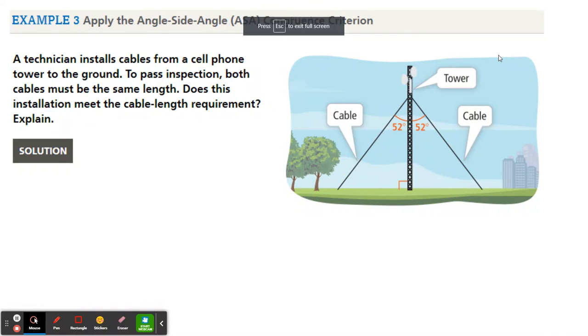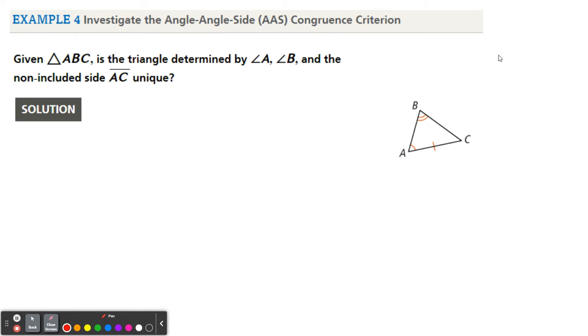Okay, geometry, let's continue our talk on lesson 4.4. We're going to focus on angle side now. So let's go to the next slide here. It says, given triangle ABC, is the triangle determined by angle A, angle B, and the non-included side AC, segment AC, unique, right?